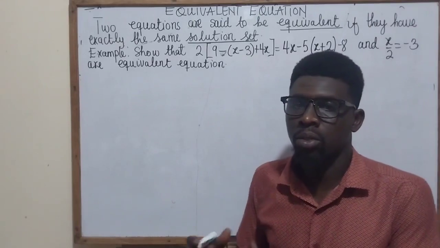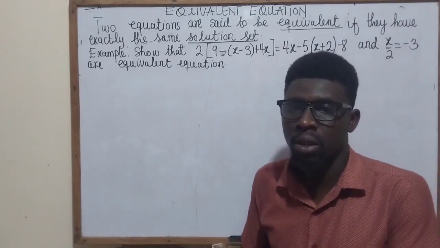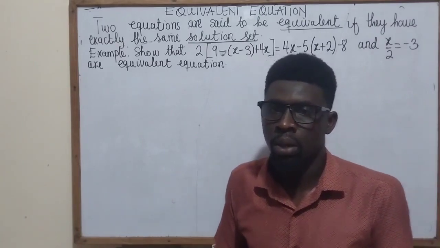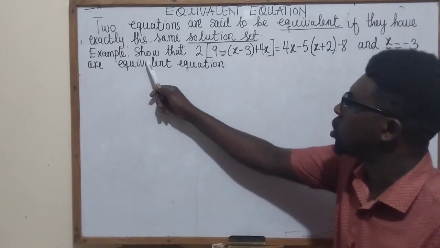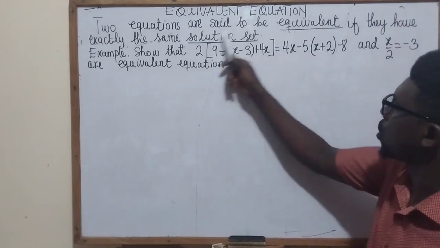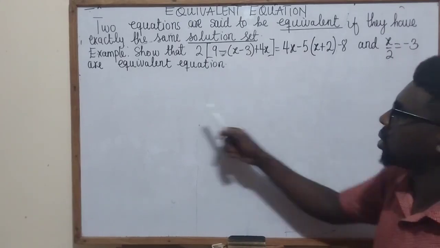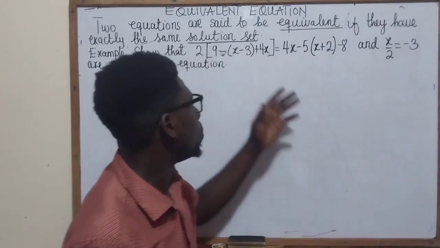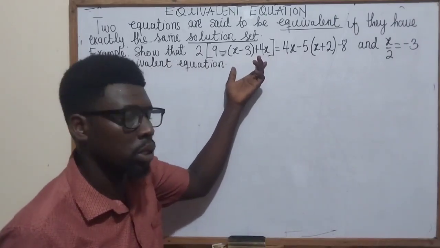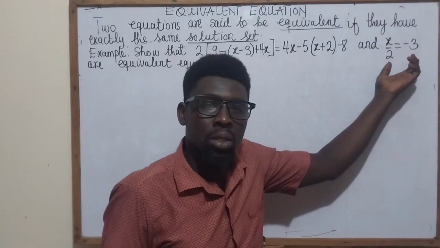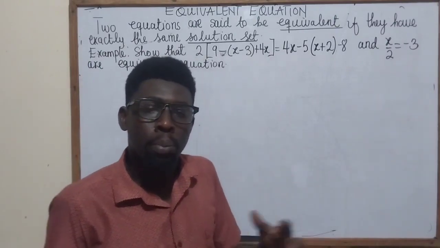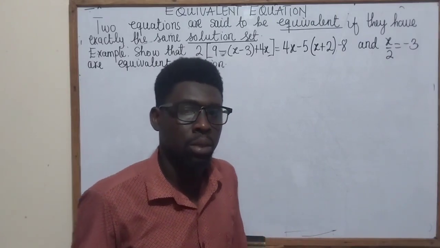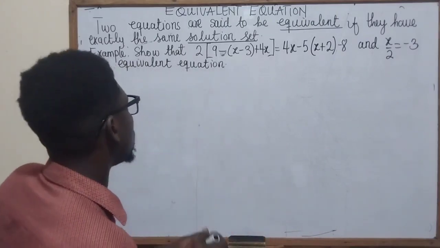When you talk about solution set, you are referring to the set of values of the variables that makes an equation true. All right, so let's look at the example. Show that this equation and this equation are equivalent equations. So what we do is we look for the solution set of the first equation, look for the solution set of the second equation, then we compare them and see if they are the same. If they are, then they are equivalent equations. All right, so let's solve it.